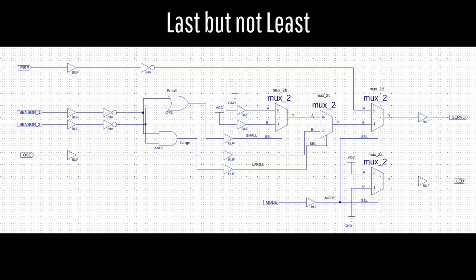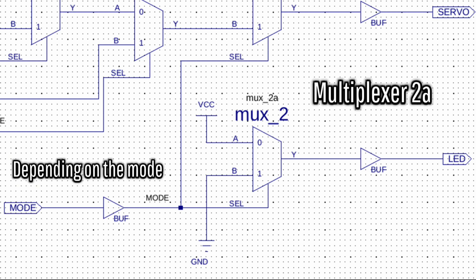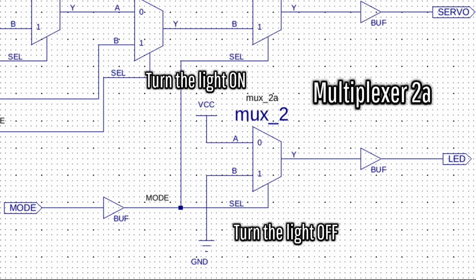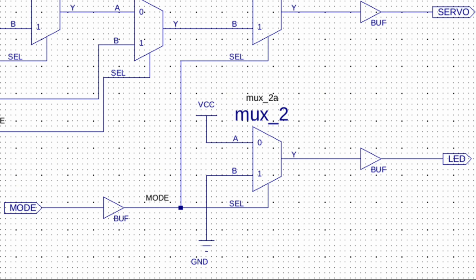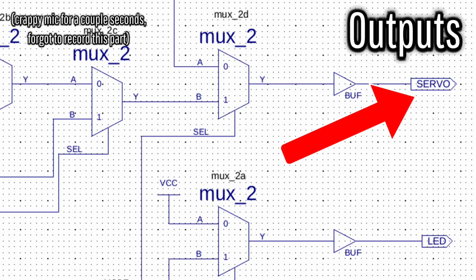Last but not least, we have the multiplexer 2A. This is the simplest multiplexer, as its job is to control the LED light. The light switches on depending on what mode the machine is in. We connect GND, which gives the static value of 0, and VCC, which gives the static value of 1, in order to turn the light on and off depending on the mode. Once again, mode is the cell input of the multiplexer, as it determines if the light should be on or off.